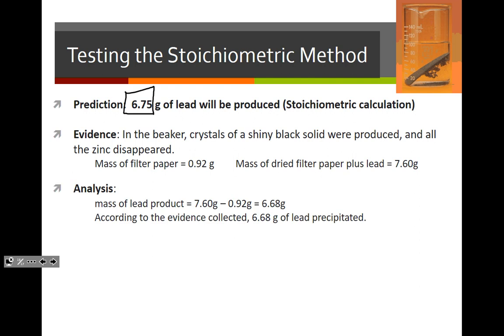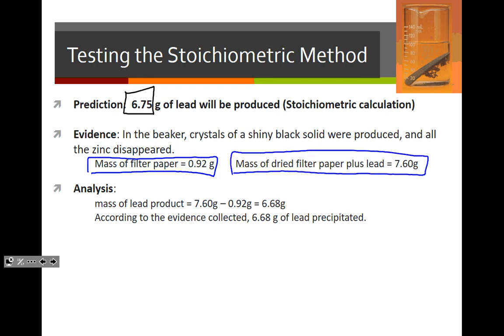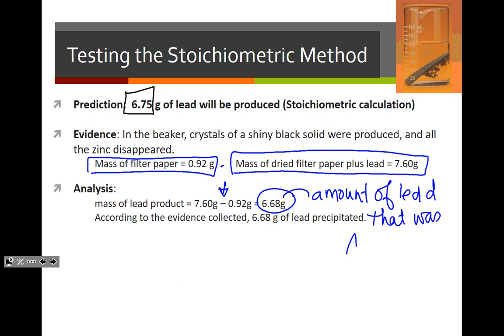But we have this data. We have our mass of our filter paper, and then we have the mass of the filter paper plus the lead. What I need to do is subtract these two in order to get the amount of lead that was actually produced.